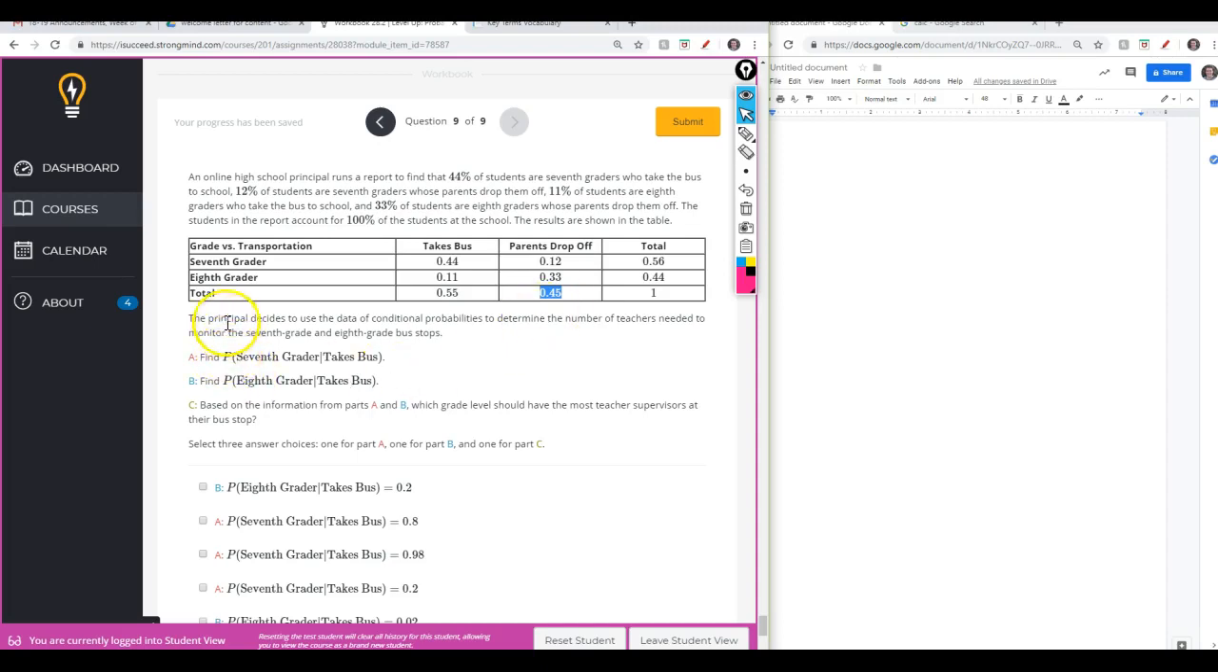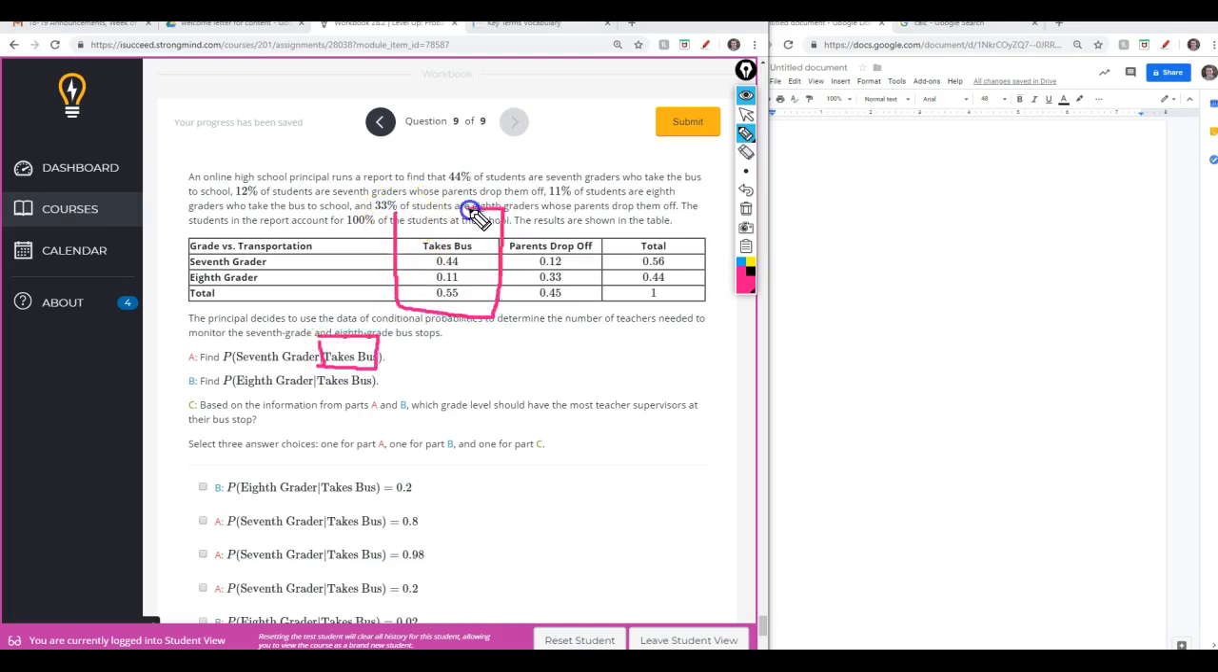So now the principal decides to use the data of conditional probabilities to determine the number of teachers needed to monitor the 7th grade and 8th grade bus stops. So A, find the probability of 7th graders given that they take the bus. Okay, so this given line right here means that we're going to only look at this column for our total.